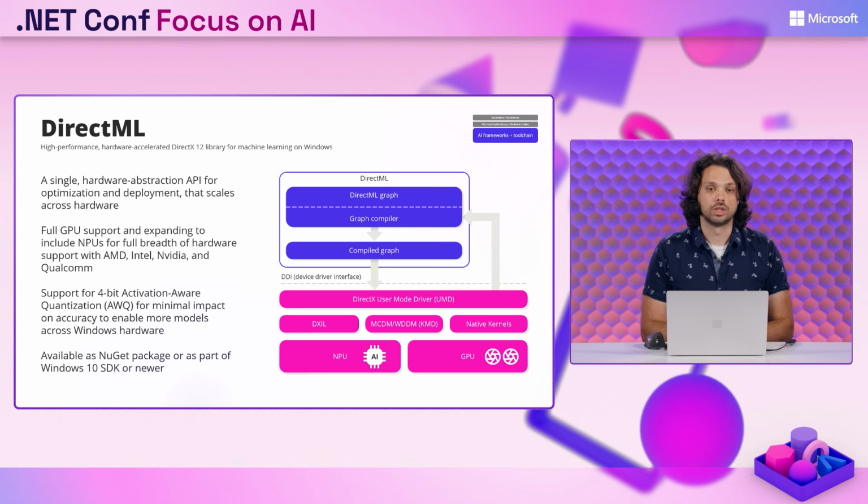DirectML also supports 4-bit quantization, so you can make your models as small as possible while still maintaining accuracy, and be able to run them across multiple devices. And you can use it today. It's been available for many years now, and it fully supports the GPUs, and you can download it as a NuGet package inside of your applications.